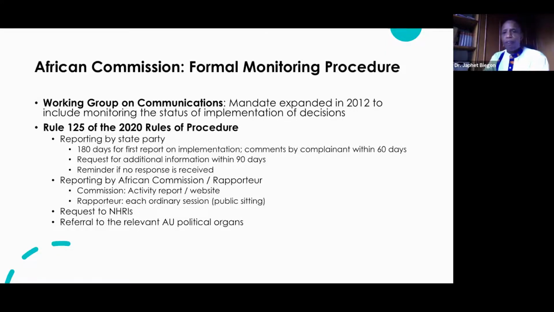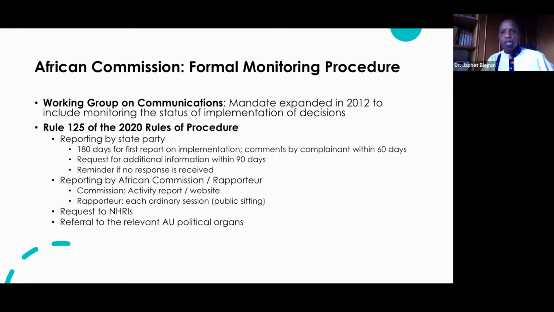So this is the formal mechanism that has been established within the African Commission for monitoring implementation. And this process takes place in the bigger context of the Working Group on Communications, which has the express mandate to follow up the status of implementation of all decisions of the African Commission.